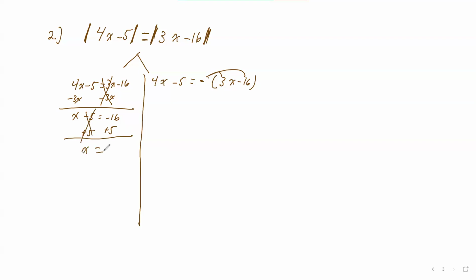Negative 16 plus 5. Negative 11. You did. Gotta be confident. This is like you owe someone $16. You pay them back 5. You still owe them 11. Or you take the difference of the two, 16 minus 5 gives you the 11. So that's your first answer.